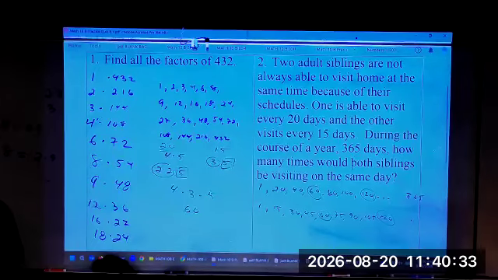If I'm the guy that meets every 15 days, then I can only meet if it's divisible by 3 and above. And if you're the guy that can meet every 20 days, it has to be divisible by 4 and above. So it has to be divisible by 3, 4, and 5, which is 60. So only the days that are divisible by 60: 60, 120, 180, 240, 300, and 360.